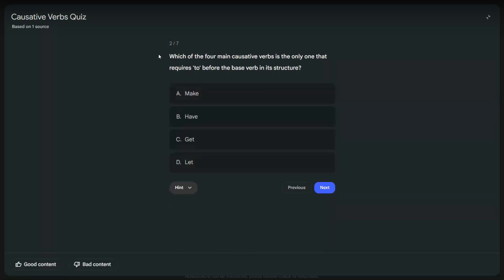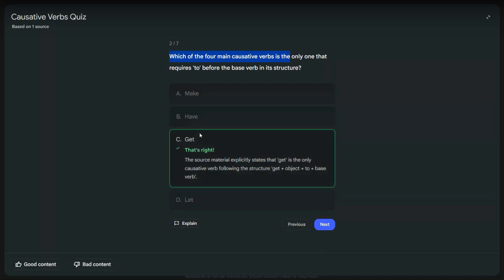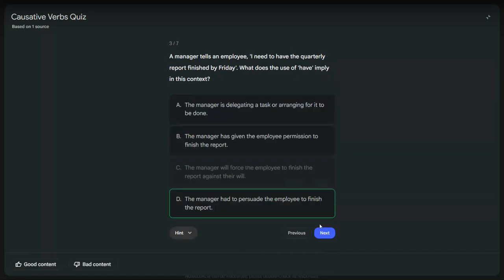Second question: which of the four main causative verbs is the only one that requires to before the base verb in its structure? We just discussed this. Get. Yeah, get. Only in get we use to, right? For everyone else we do not need it.